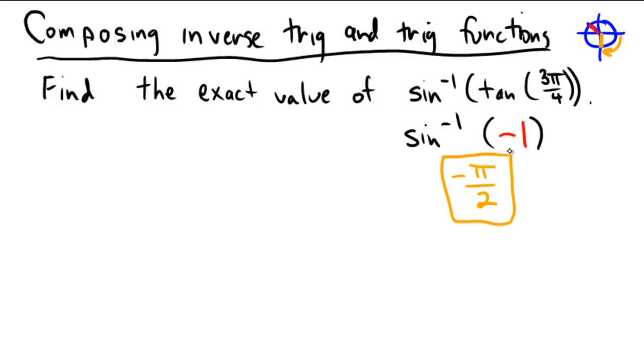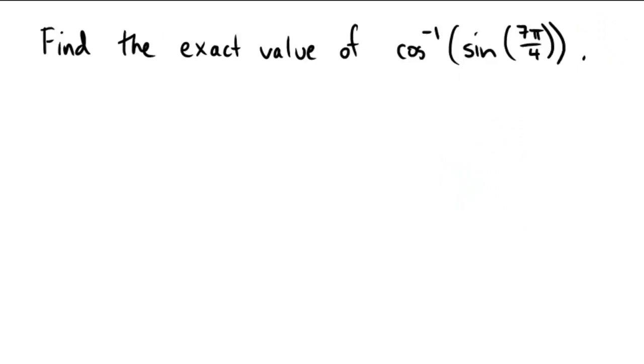Okay, so why don't you try, hopefully don't make an error like I did initially, but try to do this next problem here on your own. Find the exact value of the cosine inverse of the sine of 7 pi over 4. So pause the video, give it a shot on your own.